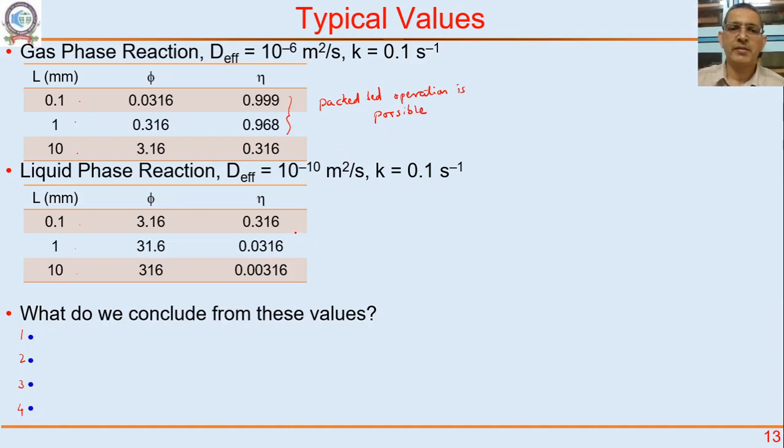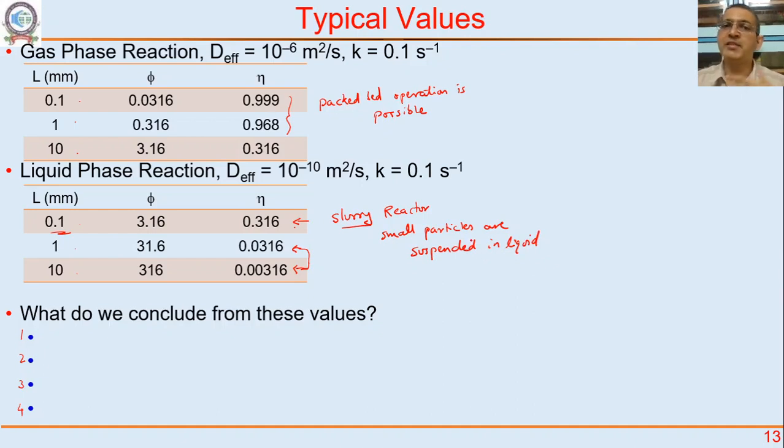But look at liquid phase reactions. If I use large particles, effectiveness is far less than 1. I'm not utilizing the catalyst effectively. I need particle sizes of the order of 0.1, means 100 microns. So we can't do this in a packed bed. Pressure drop will be very large. Recall Ergun's equation. Then we need to do these kinds of reactions in a slurry reactor, where small particles are suspended by agitation in liquid.